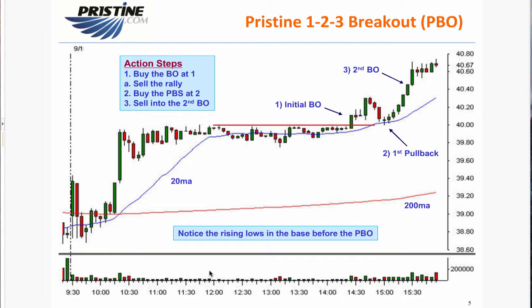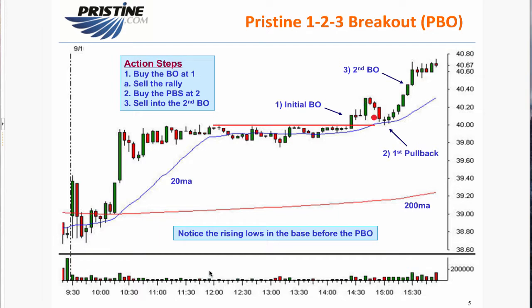Here's another example where we have price moving sideways after a strong move up, right? You then get your initial breakout. So you buy this if that's what your plan tells you to do. You buy the breakout at 1. As it moves up here, you can sell some or all of it.